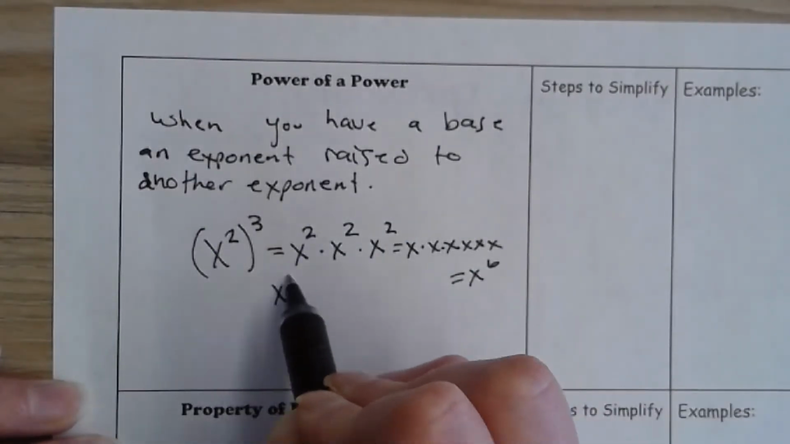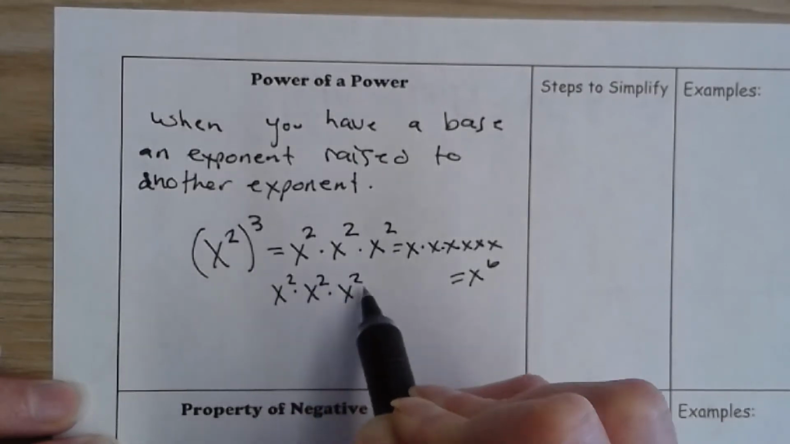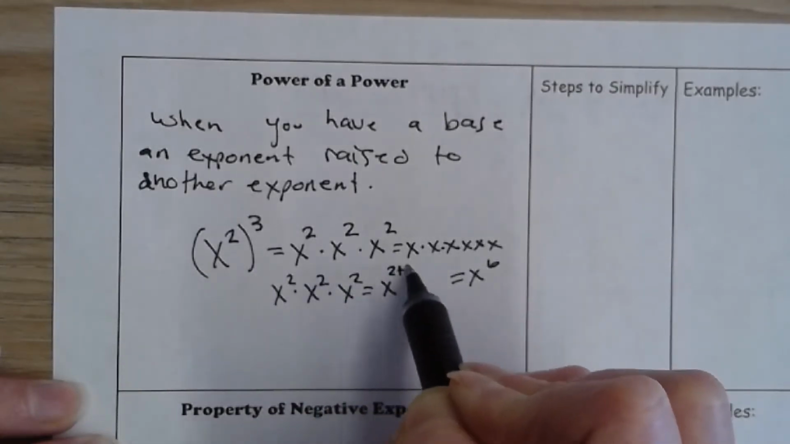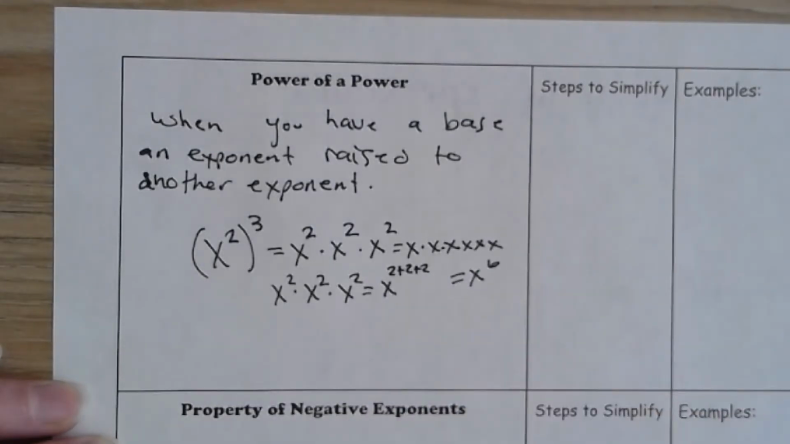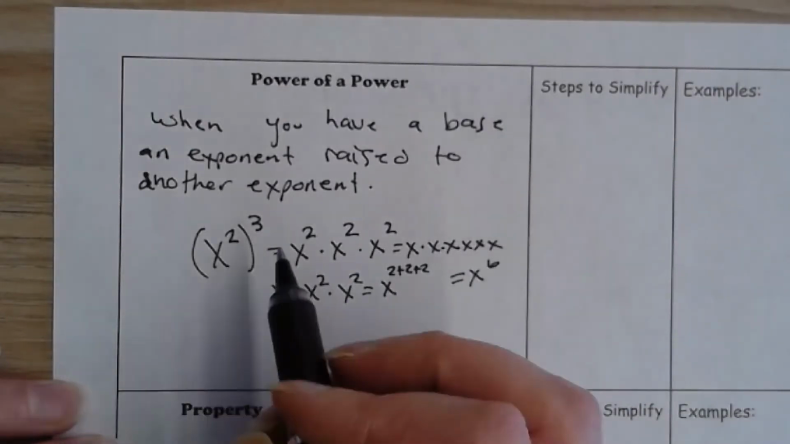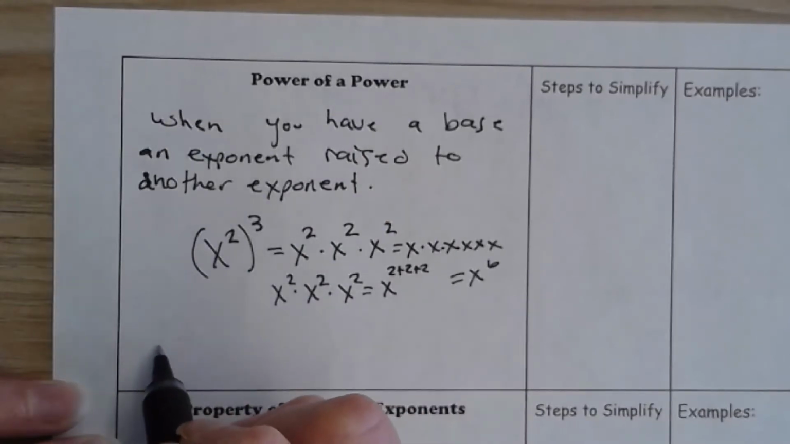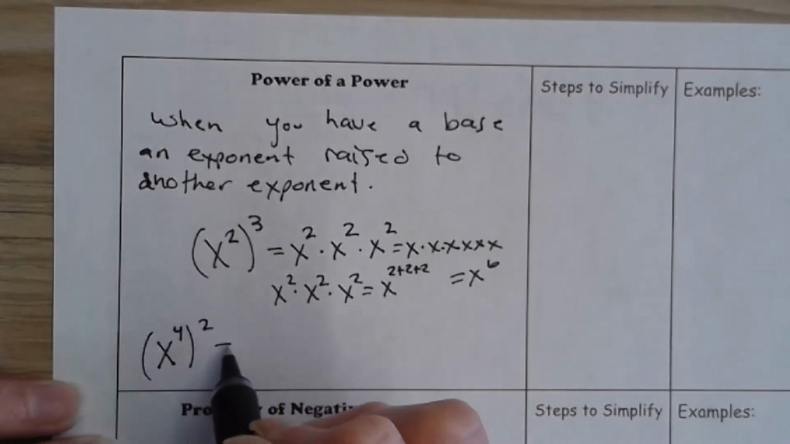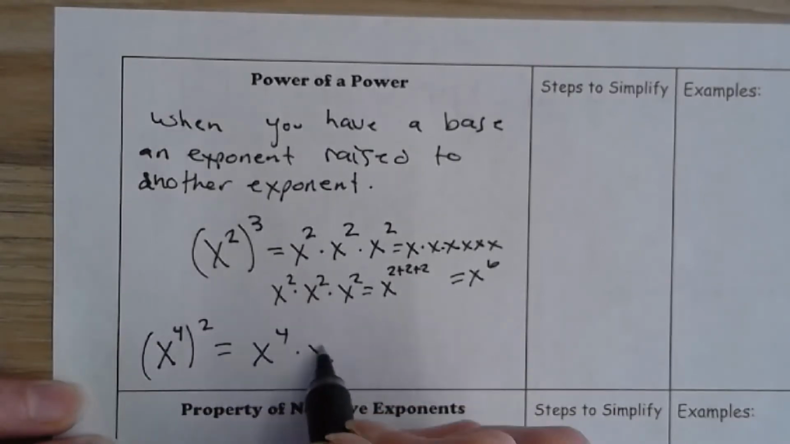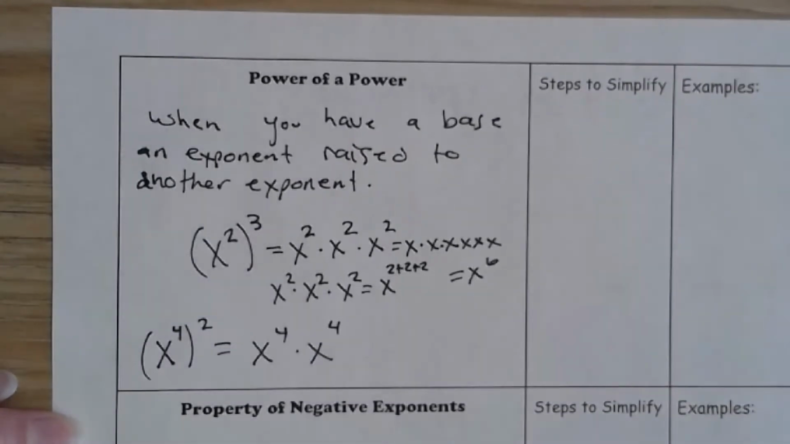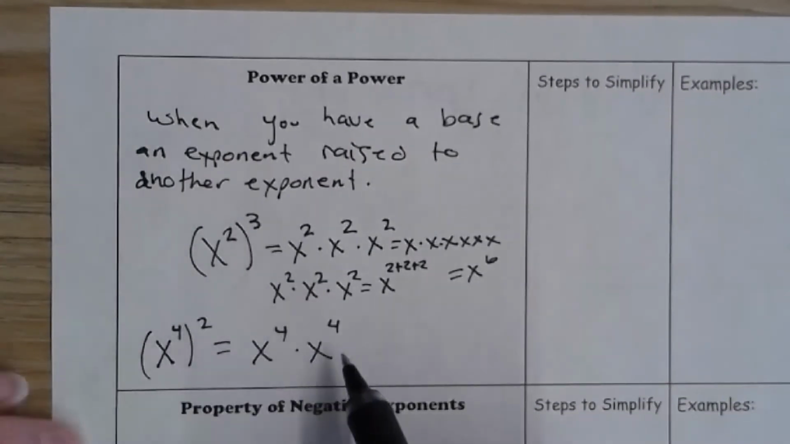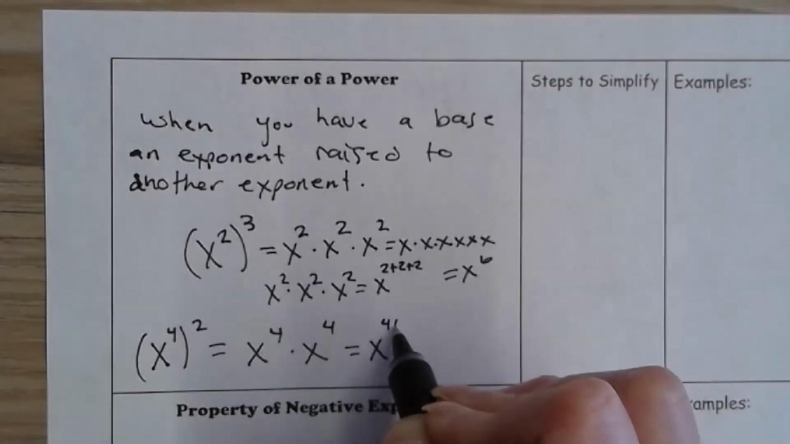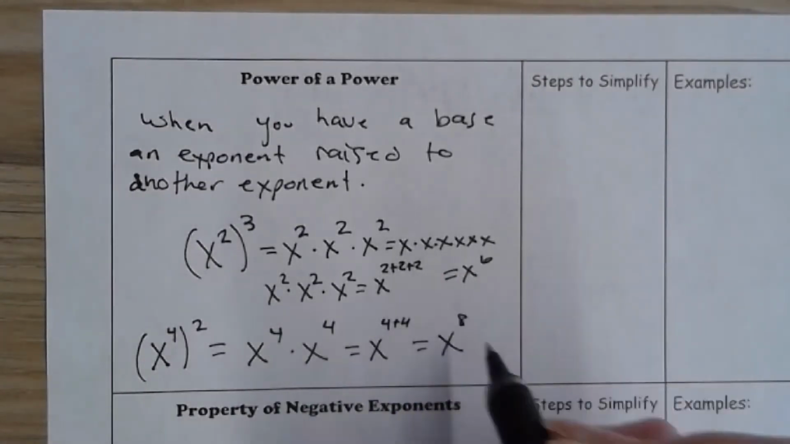or we know that x squared times x squared times x squared is the same thing as x to the 2 plus 2 plus 2 from the product property. Okay, so just keep in mind that if you have anything x to the 4th squared, that means x to the 4th times x to the 4th. It's telling us to multiply our power twice. And again, we know that's x to the 4 plus 4, so that's x to the 8.